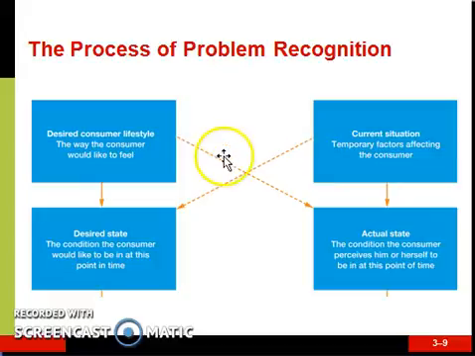Now comes the process of problem recognition. Here, the desired consumer lifestyle is the way the consumer would like to feel, and the actual is the condition the consumer perceives him or herself to be in at this point in time. The current situation is temporary factors affecting the consumer, and the desired state is the condition the consumer would like to be in at this point in time.